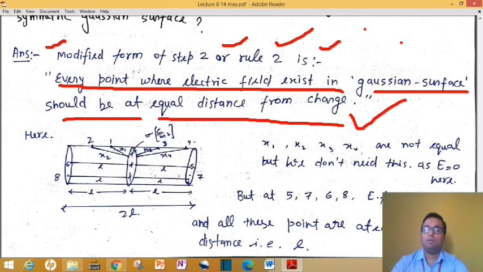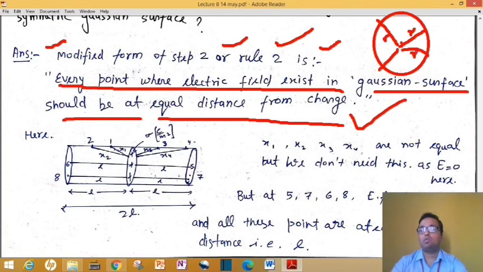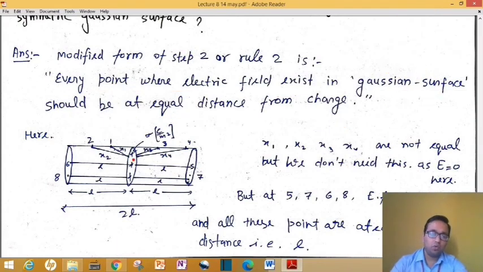Okay, if you remember in the previous one, where we had only a point charge, every point of this surface was at a distance of r. This surface also contains electric field at every point. But here, if I ask you, due to this plate, can you say that electric field exists at every point of the cylinder? No.